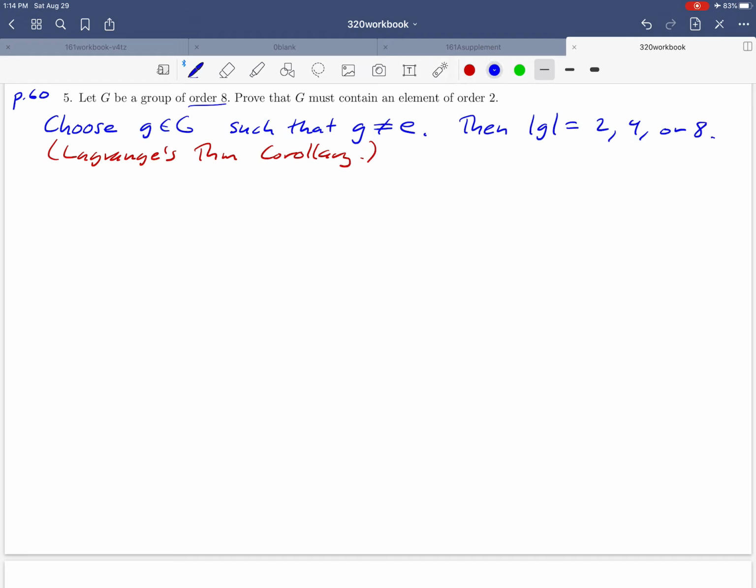Okay, so we're going to look at these cases one at a time. The first case is the order of G being 2. Well, if the order of G is 2, we're done because we wanted to prove that G contains an element of order 2. Okay, so that's kind of a trivial case. More interesting are the other two cases. What if that G that we chose has order 4?